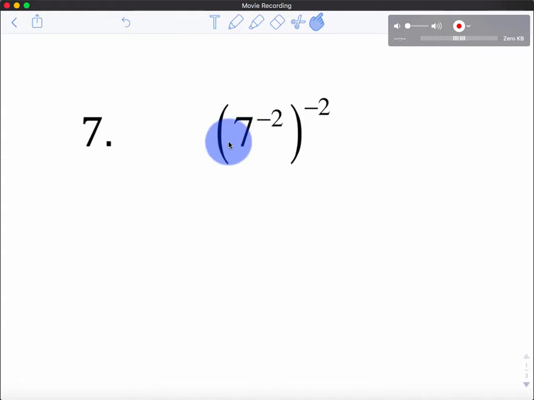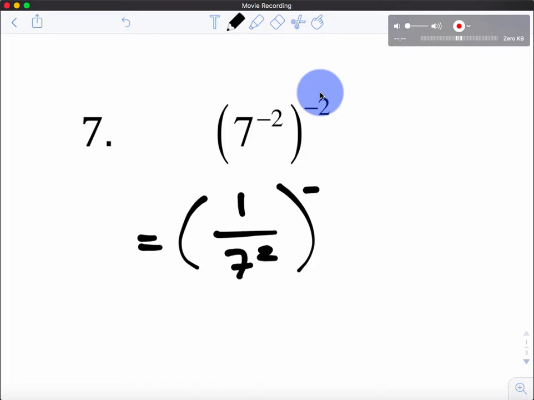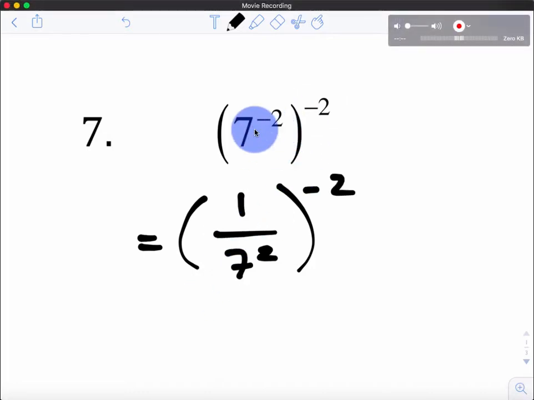What I'm going to do is start within the parentheses. I'm going to rewrite this expression using only positive exponents. So we've got 1 over 7 to the 2nd, and I'm not even dealing with this outer exponent for now, one thing at a time. Okay, so now we have all positive exponents within our parentheses.